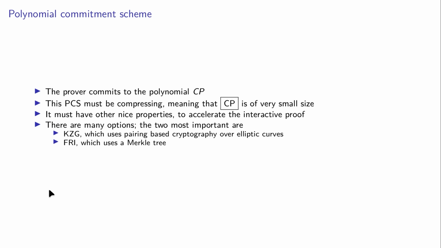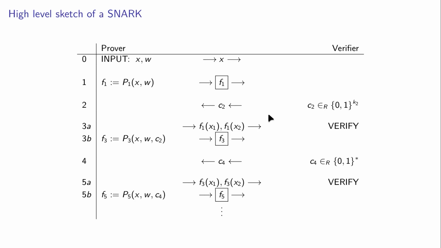In this example, the KZG example, the size can be as little as a couple of hundred bits to represent a commitment to the whole polynomial. Another alternative is called FRI, which uses a Merkle tree. I'm skipping this a bit, but the polynomial commitment scheme also needs to have some other nice properties to accelerate the interactive proof. So what is the high-level sketch of a SNARK?